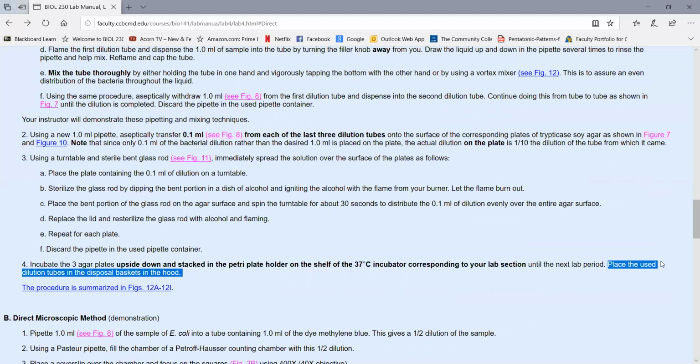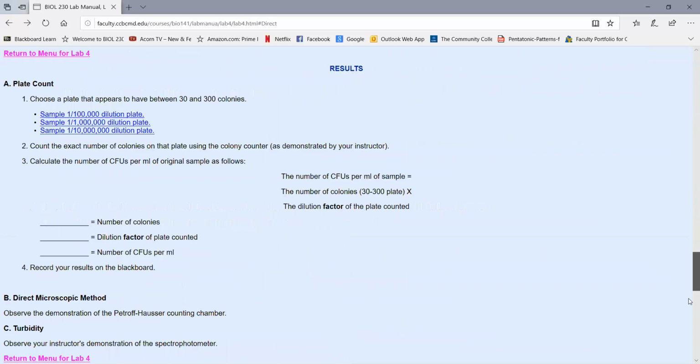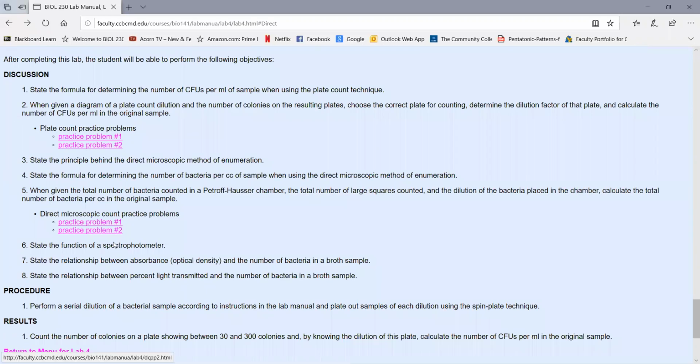So next time we'll do the plate count, put the results up on the board, and remember, do your practice problems in the online objectives for both the plate count and the direct microscopic count, so you can learn how to do those problems on the first lab quiz. And of course, any questions you have on that, bring to the results next time, and we'll go over it.